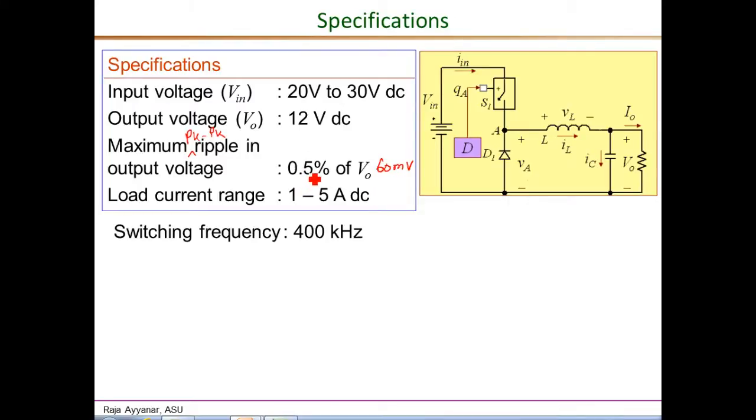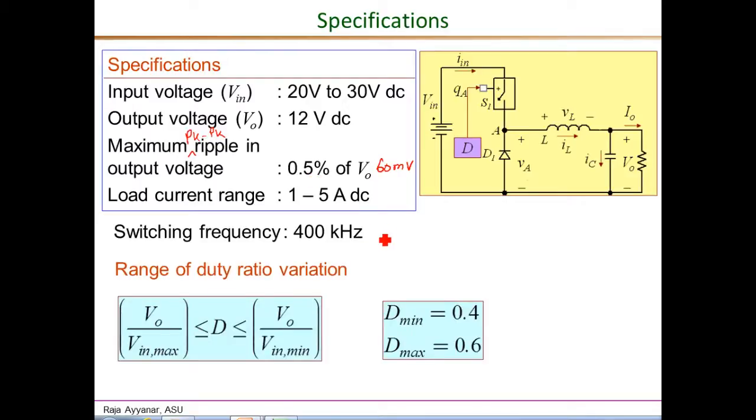The first step in any design process is to establish the range of variation in the duty ratio. For a buck converter with constant output voltage, we had already established this equation to determine the range of D. VO is 12 volts, so the minimum value of D would be 12 over Vmax, which is 30. I think that is 0.4, and VO 12 over Vmin of 20, so that is 0.6. So in this example, D varies from 0.4 up to 0.6, and this is useful in some of the equations that we need to determine L and C values.